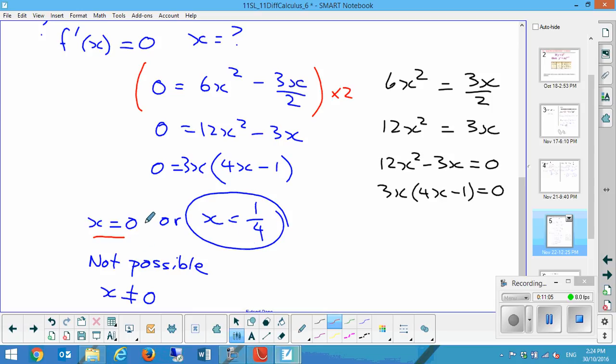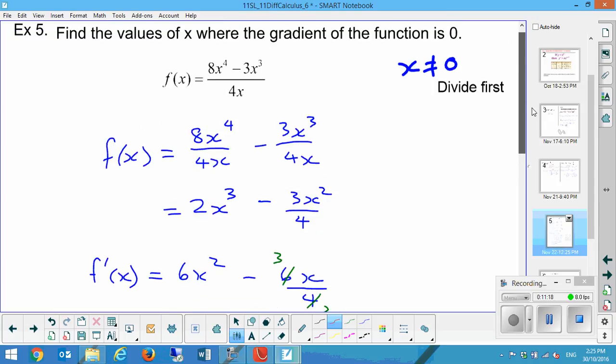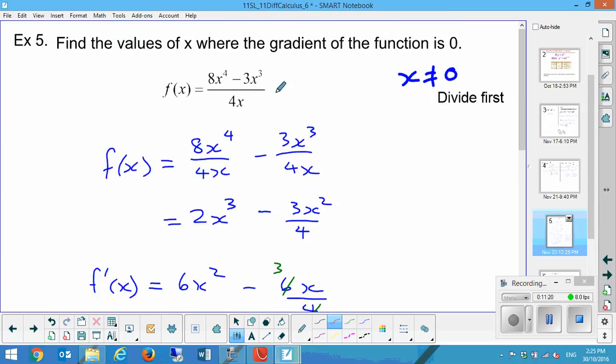We saw at the beginning, in our original function, we can't have x equal to 0. That's not possible, so that's not a solution. So this is our solution, x equal to a quarter. That means in this function here, if we graphed it, when x is a quarter, we will find the graph either has a maximum, because that tangent is horizontal.